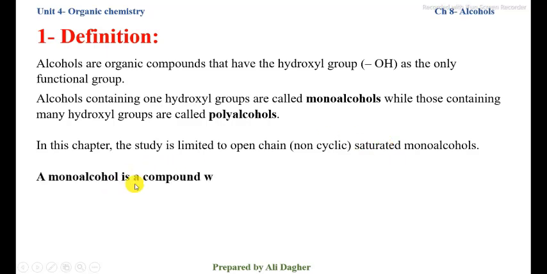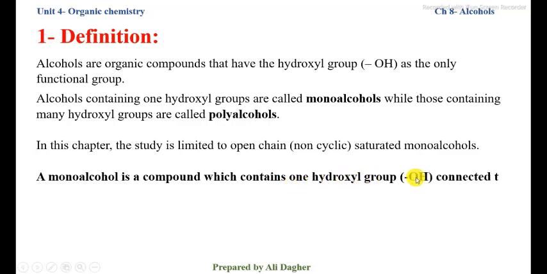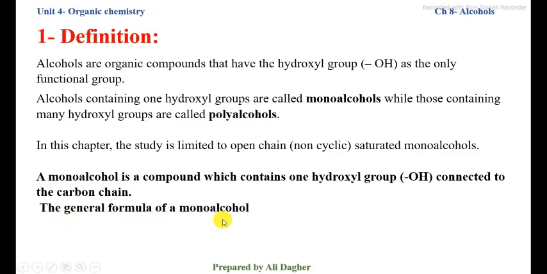A monoalcohol is a compound which contains one hydroxyl group OH connected to the carbon chain. The general formula of a monoalcohol is ROH. Then the hydroxyl group OH is the characteristic or functional group of the alcohol. Any organic compound that has only OH as functional group belongs to the family of alcohols.